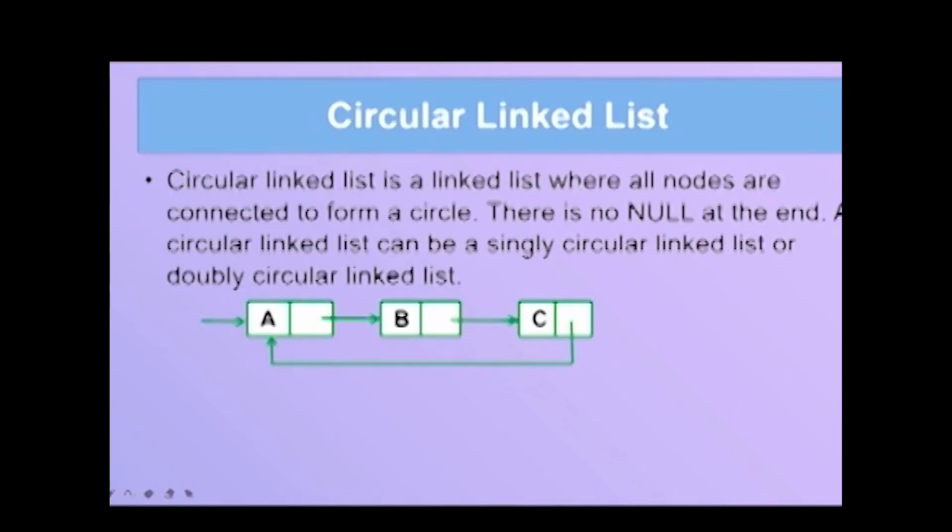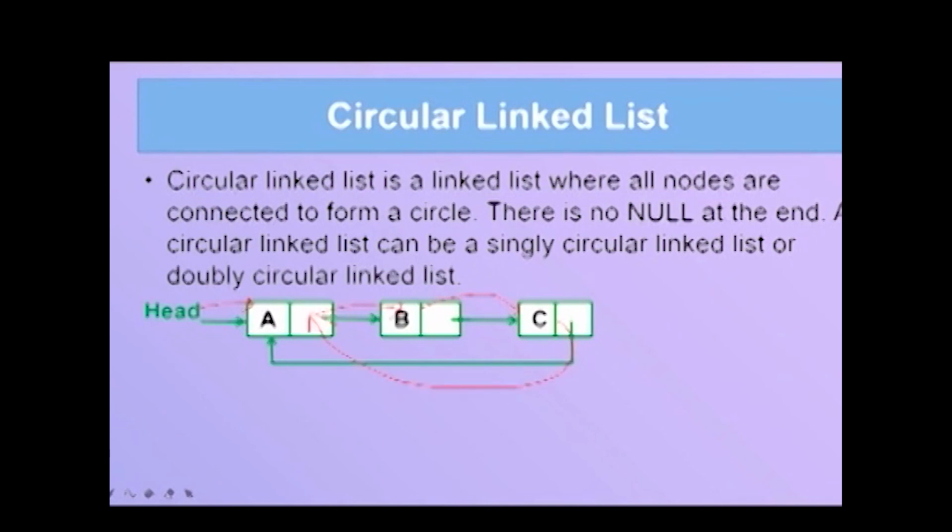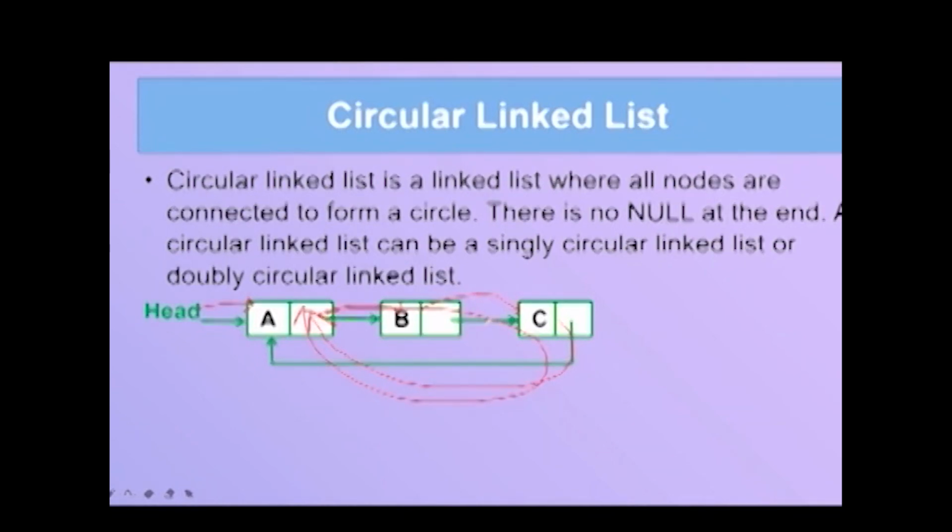A circular linked list is a linked list where all nodes are connected to form a circle. So in this way, head is pointed to the first node, then the first node is pointed to the next node, then the second node to the third node, and if this is the last node, then the last node is pointed to the first node again. So in this way, a circle is created, right?